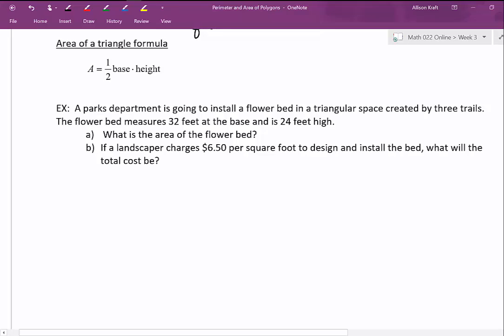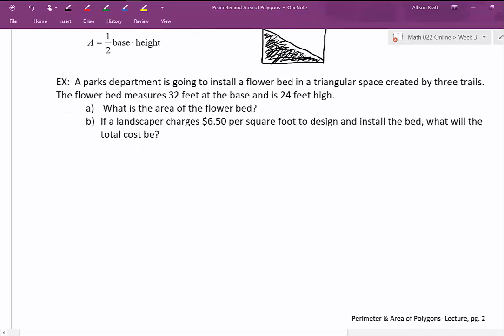Our formula for area of a triangle is that the area is 1/2 times the base times the height. If you think about it, a triangle is half of a rectangle. So basically all we've done to get the area of a triangle formula is cut the area of a rectangle formula in half.